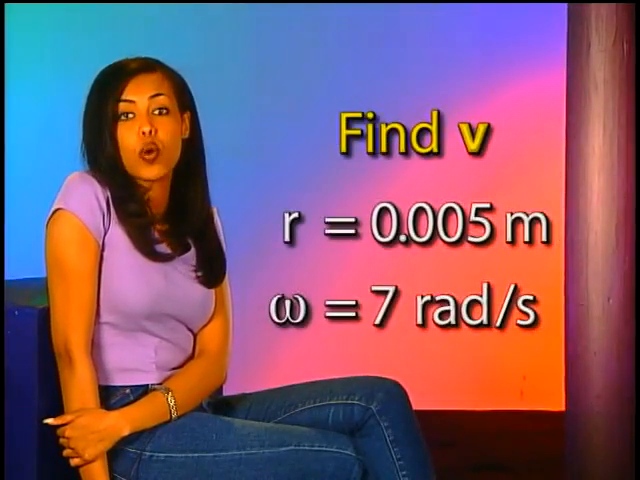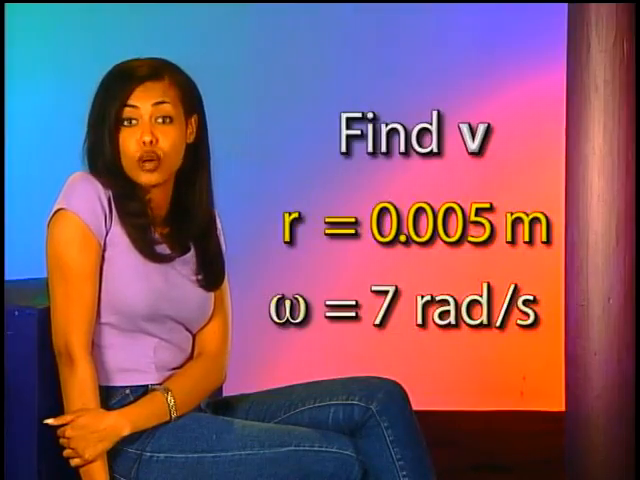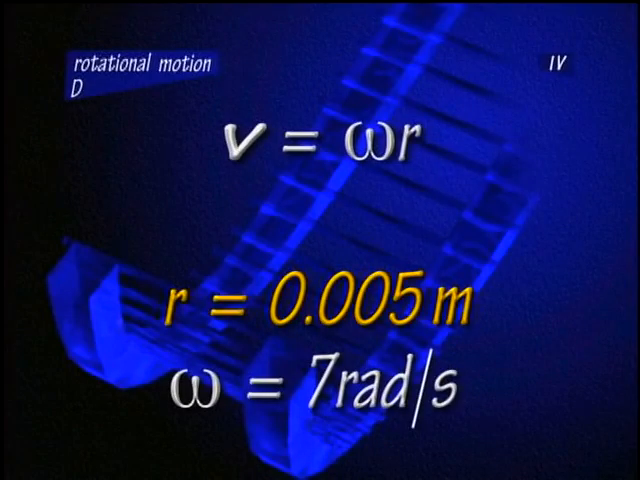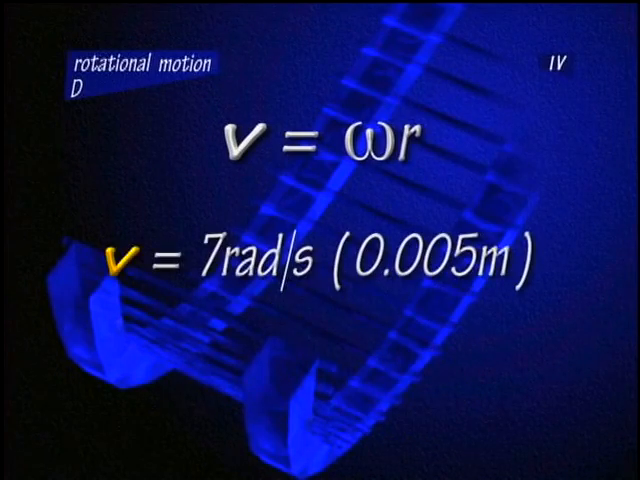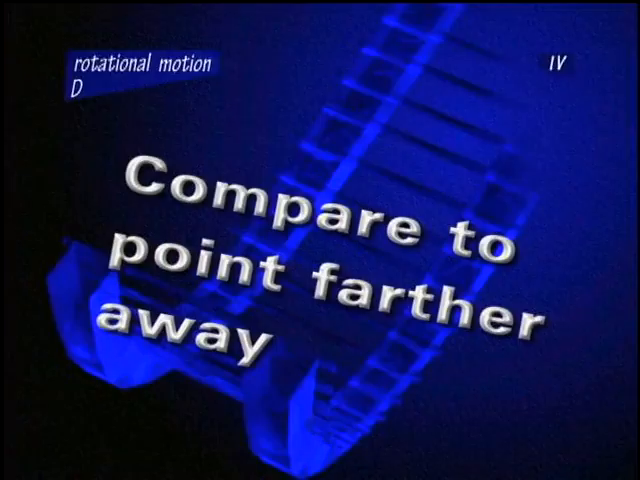Let's test this out. Let's find the linear speed, v, of a point on the little globe that's 0.005 meters from the axis when the globe is spinning at 7 radians per second. Well, we're given the radius, r, of the point from the axis of rotation, 0.005 meters, and the angular velocity, omega, 7 radians per second. Plugging that into our equation of v equals omega times r, we get the linear speed of that point to be 0.035 meters per second.